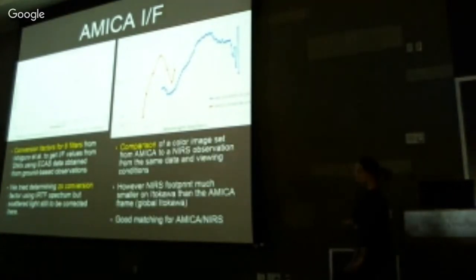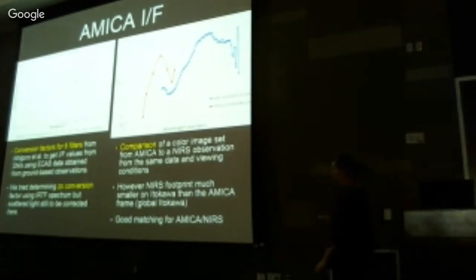I compare with the NIRS instrument. So here you have the color spectrum for an observation. Here's at the same date, except that the footprints are much different. The global surface, and then the NIRS is just a tiny footprint. But we still have a pretty good correspondence, even at absolute reflectance. It's some correction factors to match both. It is a little higher, so the band appears a bit too deep in AMICA.